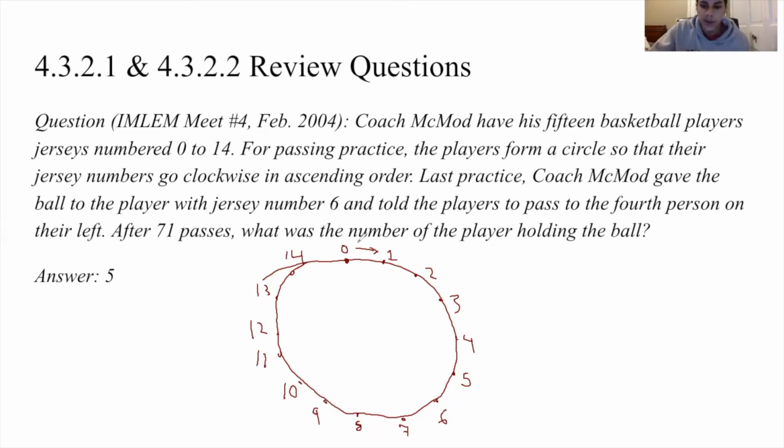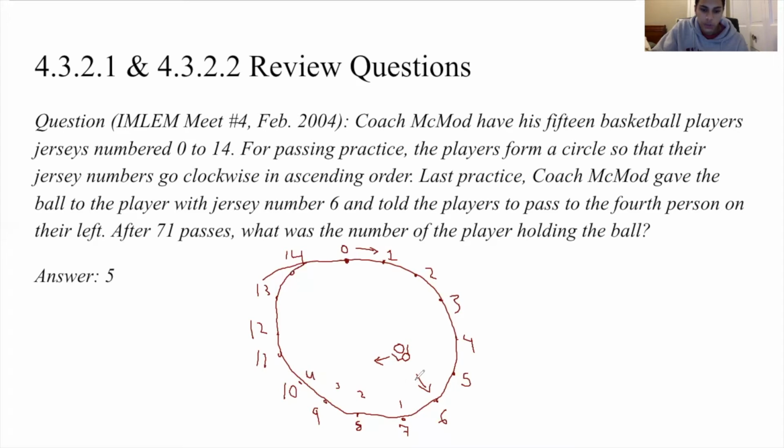So it says, last practice, Coach McMod gave the ball to the player with jersey number 6. So player number 6 has the ball and told the players to pass to the fourth person on their left. And often this can be the most tricky part of questions, just deciphering exactly in what direction the question is going. So if they're passing to the fourth person on the left, you have to imagine which way a person is facing. A person would be facing this way, they'd be holding a ball here, so their left is that way. So the fourth person on the left would be 1, 2, 3, 4.